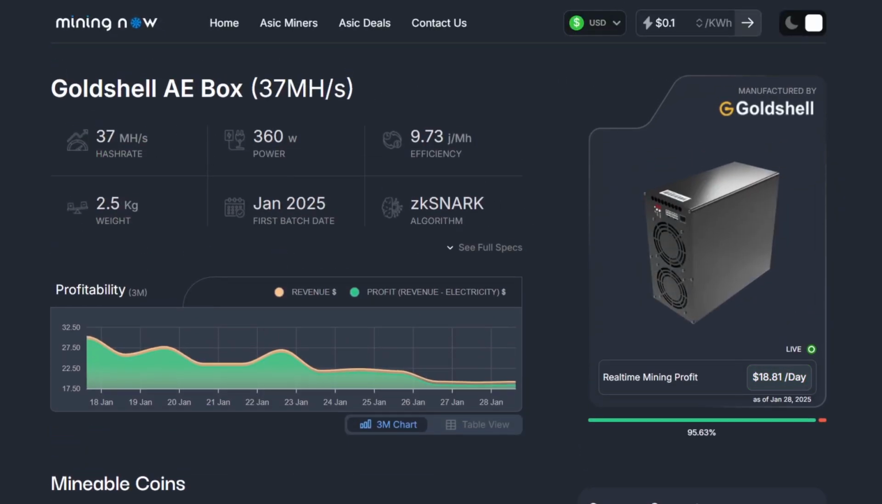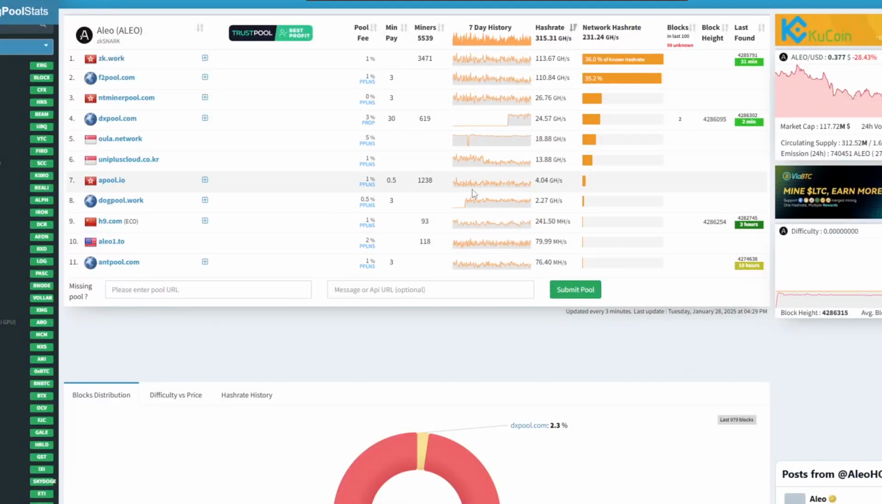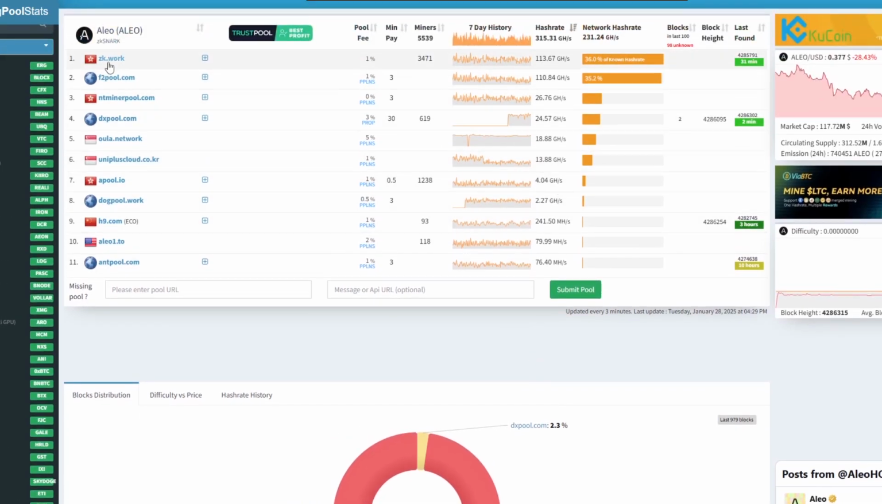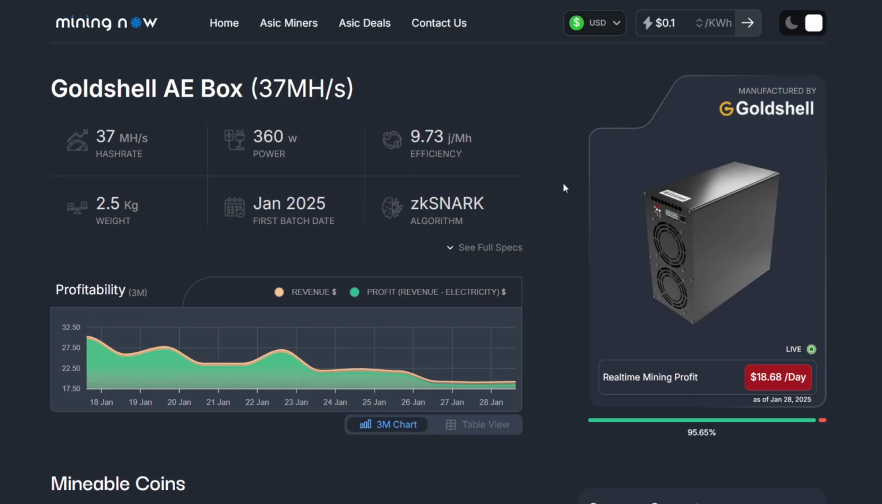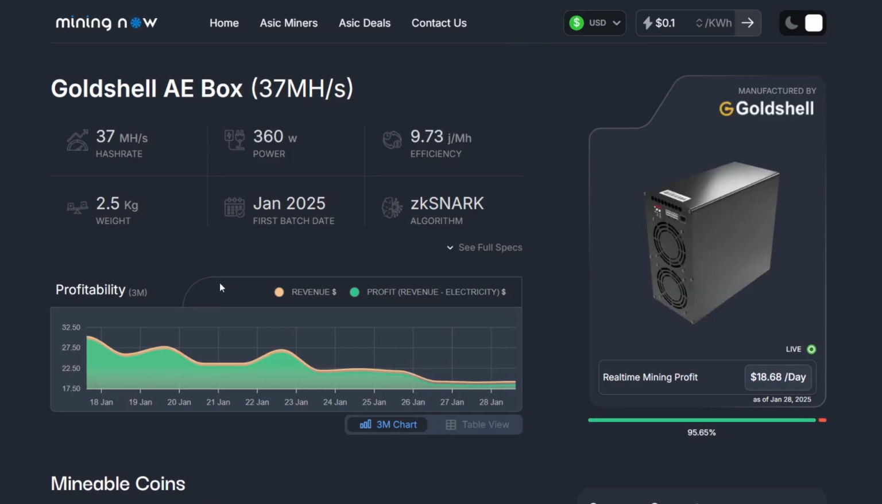So you have 37 mega hash on the AE box from Gold Shell, and then 50 mega hash from the A0. I'm assuming that they're putting it on some pools to start running it up, and most of the distribution is coming from these three pools basically. So these are definitely being tested on the network. These are being shipped out. So in January 2025, these are going to be coming on the network very soon, or at least tested. And same with the Ice River ones. I know some people have already started testing them on the network.